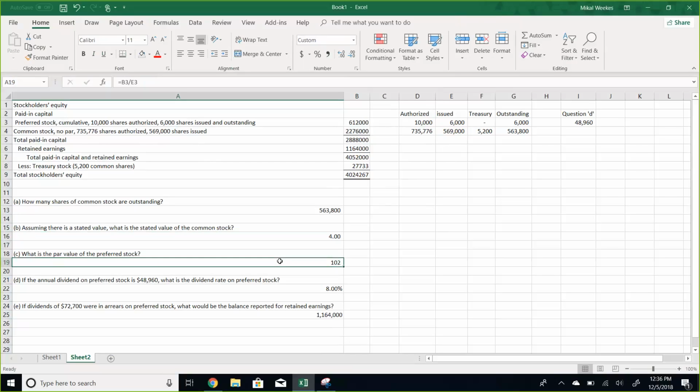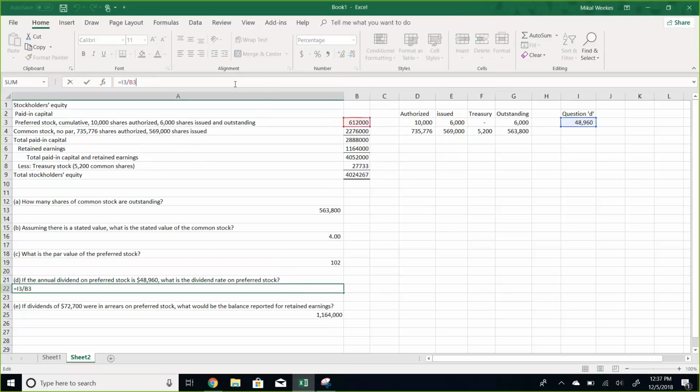Moving on to question 3, it wants to know what is the par value for the preferred stock. In the first bit of information, it tells us how many shares are authorized and how many have been issued, and it tells us how much it was issued for, but what it doesn't tell us is how much is per share. So in order to calculate that, we need to know how many were issued, and we can divide the value of that account of preferred stock by the number of stock issued, and that'll give us the par value of $102.